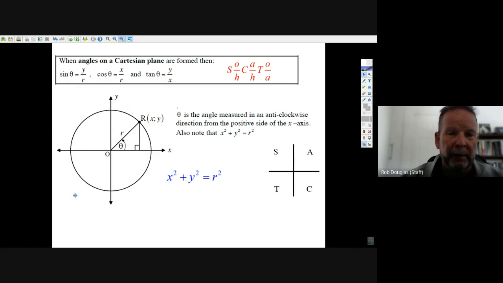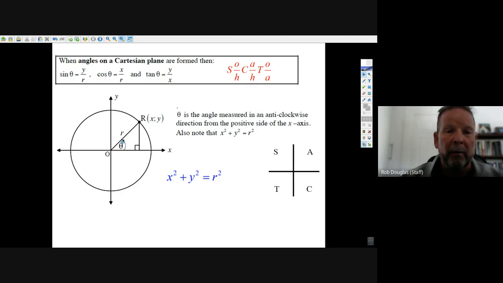But if we put this on a Cartesian plane, on a graph like this, this point here would have coordinates, an x-coordinate and a y-coordinate. So you'd go x along and y up. That'd be the coordinates of this point. But hey, this is a right angle triangle that's formed, and there's an angle that's formed.